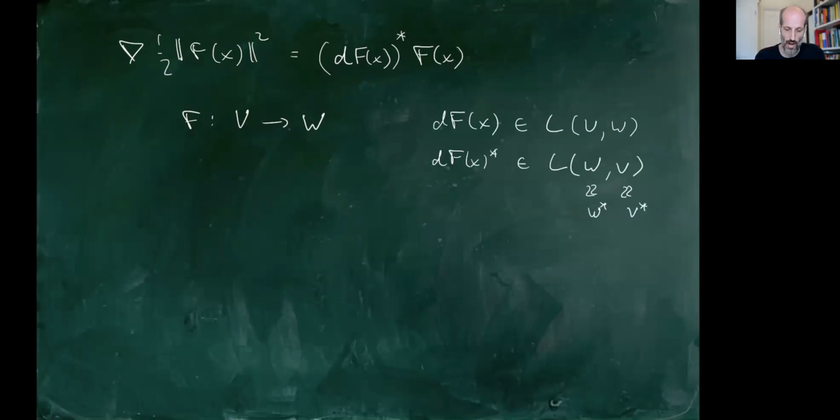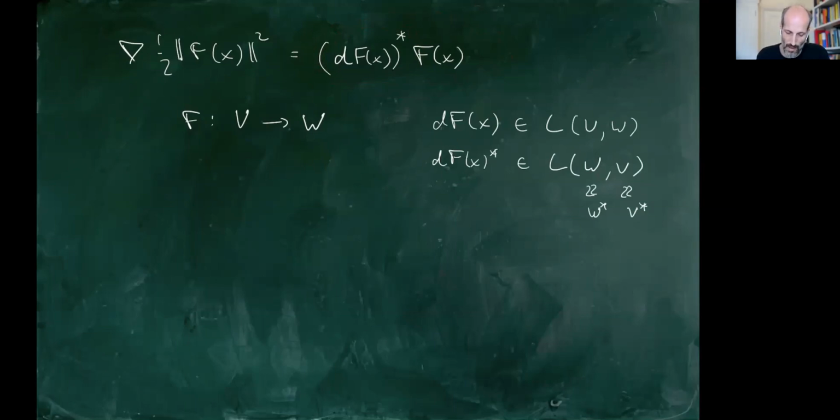And therefore, at least this expression is of the correct type. So the claim is that this here is now again a function from V to V. So X is in V, and this is in W, but then this moves it back to V, and so at the end, you get a function in V.